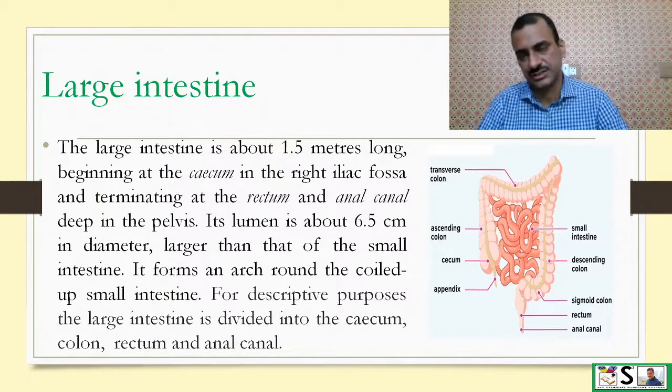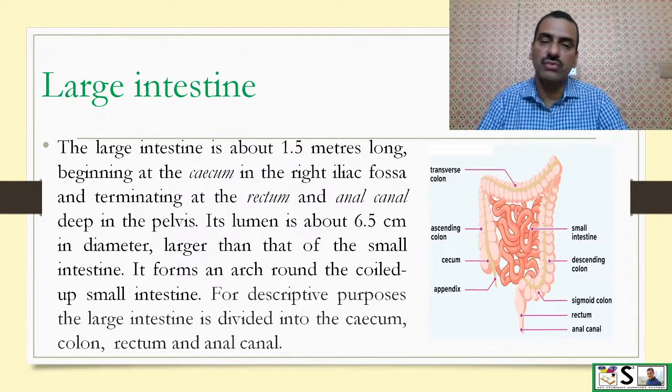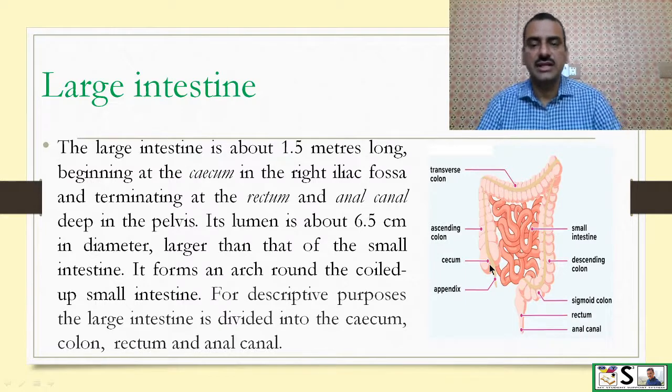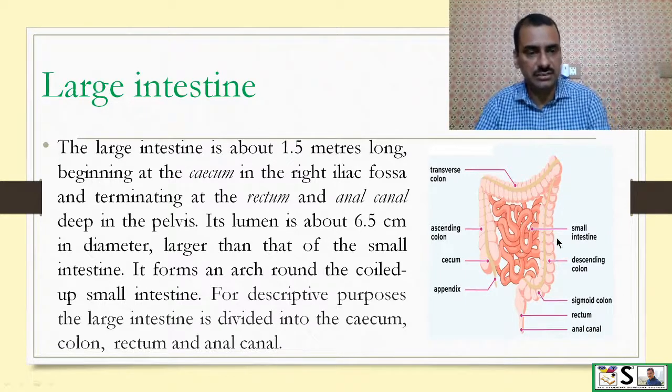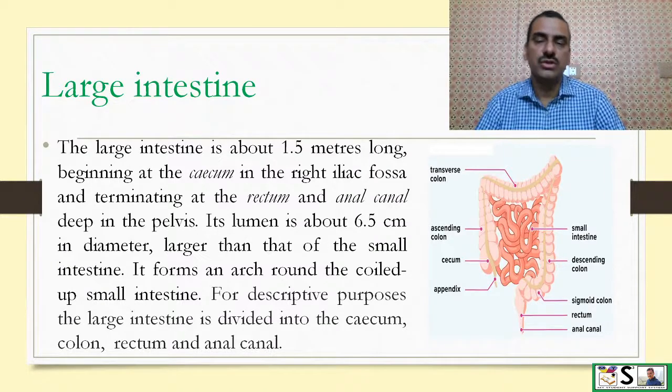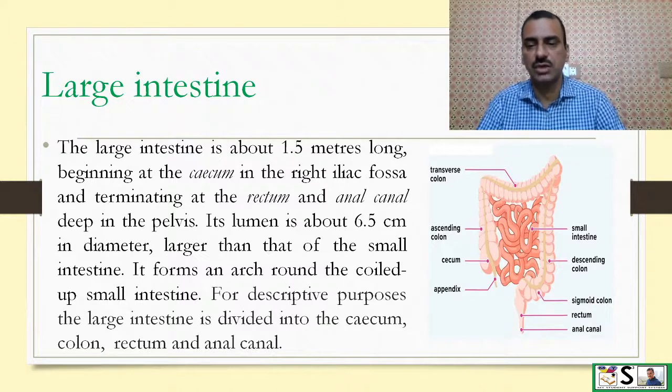The large intestine. The large intestine is about 1.5 meters long, beginning at the cecum at the right iliac fossa and terminating at the rectum and anal canal deep in the pelvis. The lumen of this large intestine is 6.5 centimeters in diameter. The layers are the same four layers as in the small intestine. For descriptive purposes, the large intestine is divided into cecum, colon, rectum and anal canal.